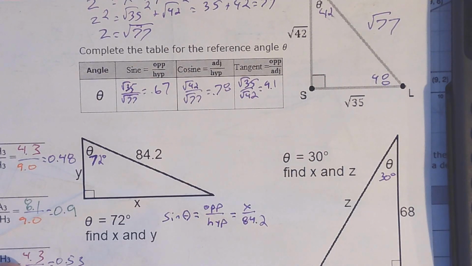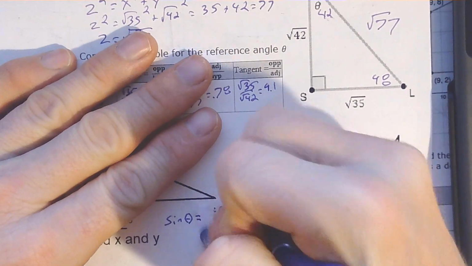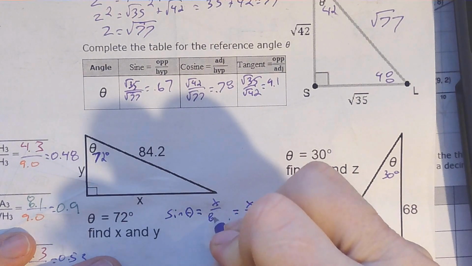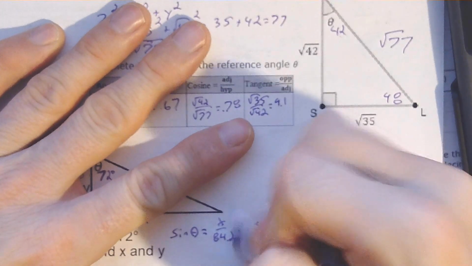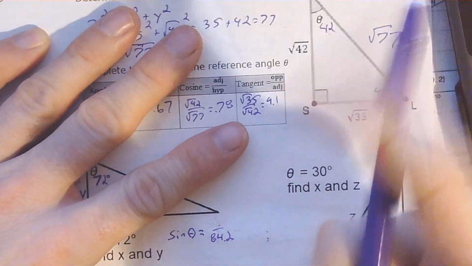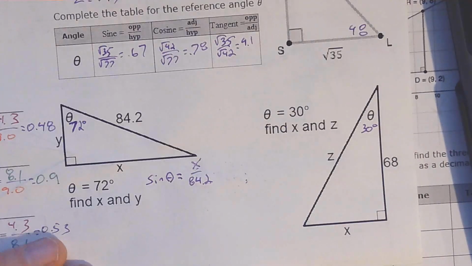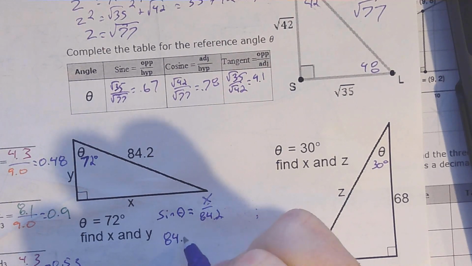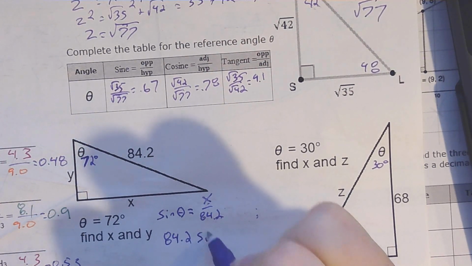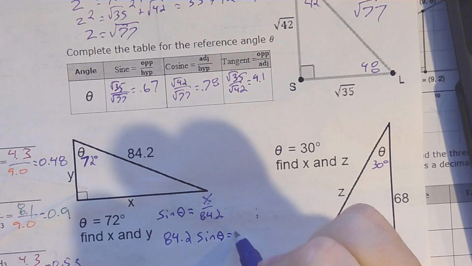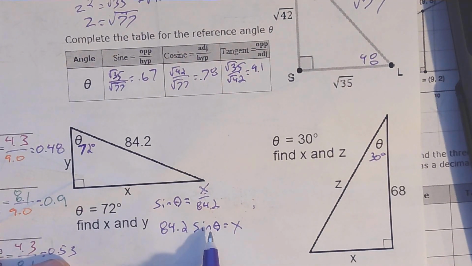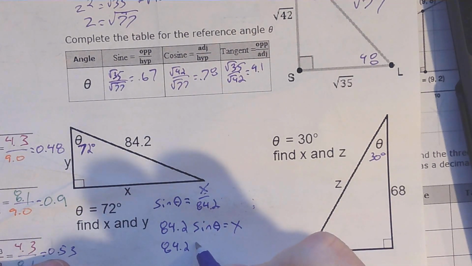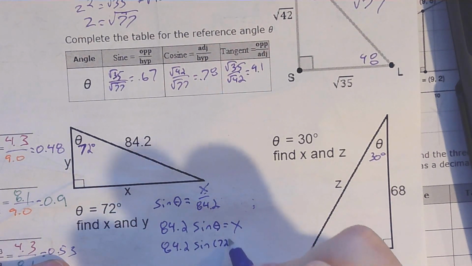Right? Let me do some simple algebra here. I just did some simple transitive stuff right there. Make that equals x over 84.2. Right, so now I'm going to multiply 84.2 times the sine of theta equals x. Now, do I know theta? I do. So I do 84.2 times the sine of 72 equals x.